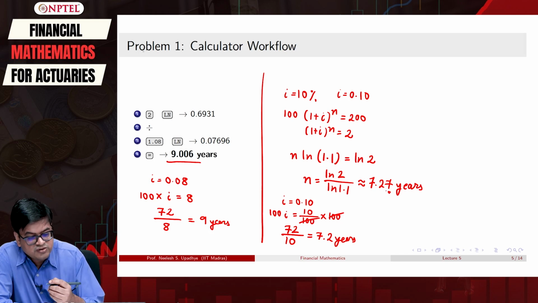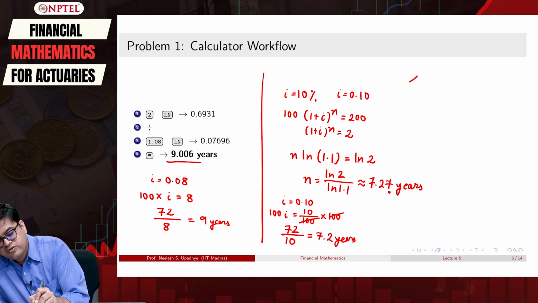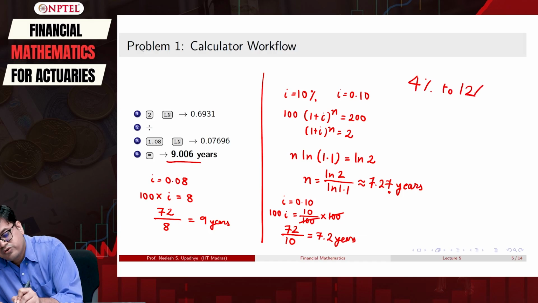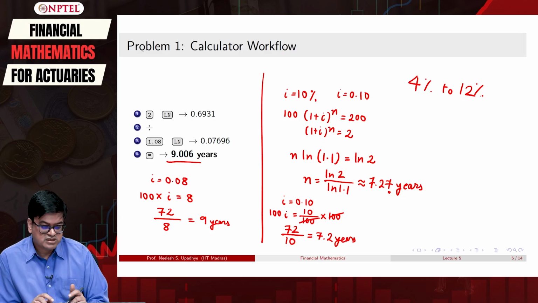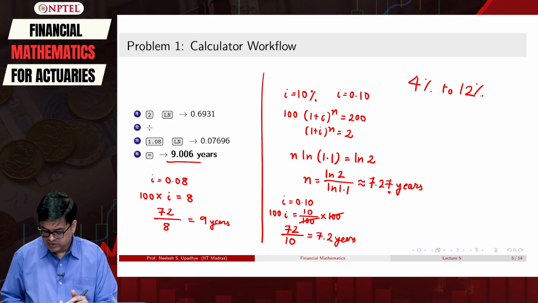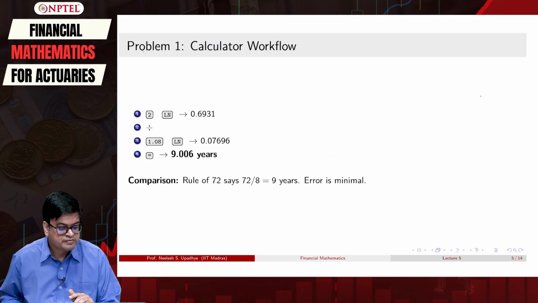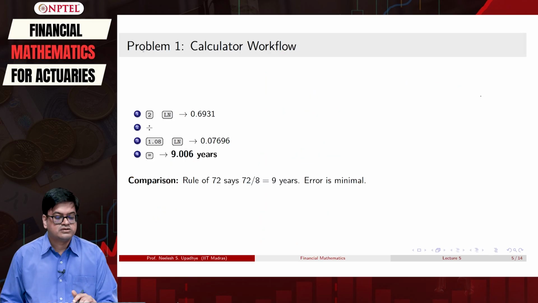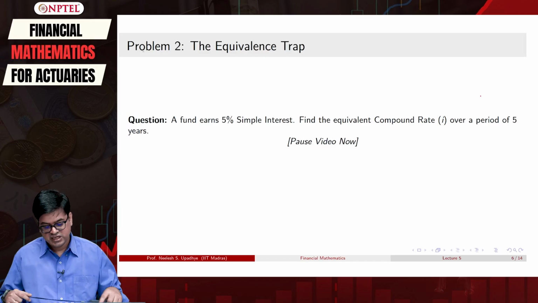So this is slightly going forward. This rule of 72 works well in the 4% to 12% regime. If you go beyond that regime, this rule may not work well. So always remember this, but most of the questions that will come in the exam will be in this range only. So most of the time this rule will work. Okay, so your rule of 72 is verified for two different problems. Now let's jump to the next problem, which is the equivalence trap.